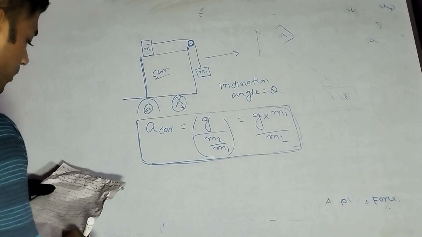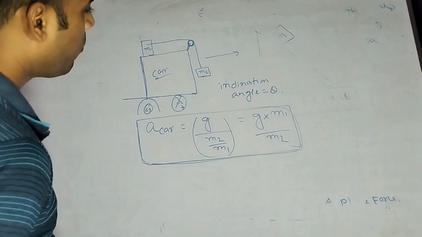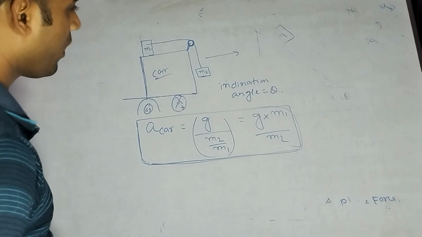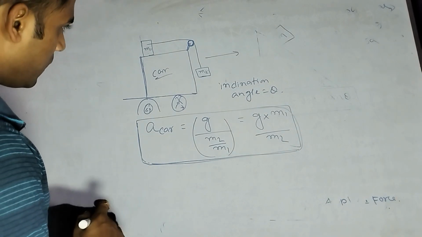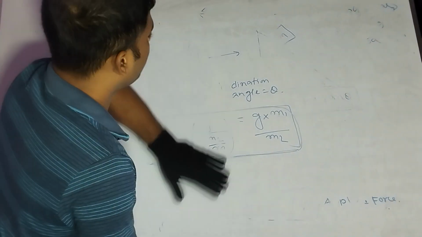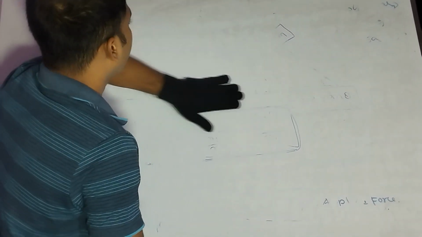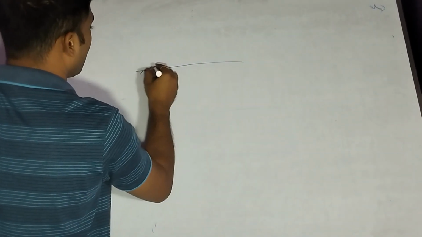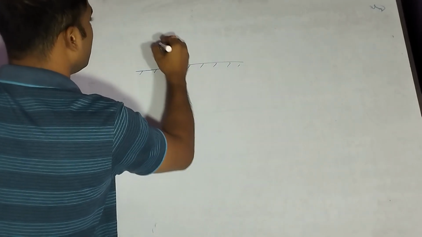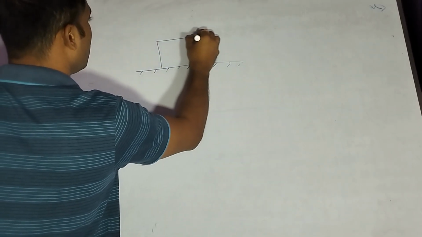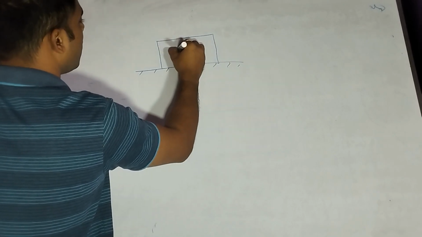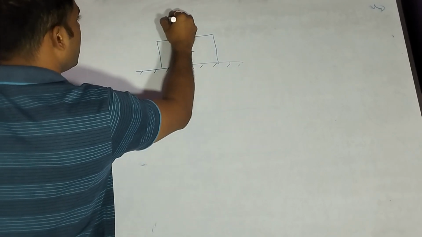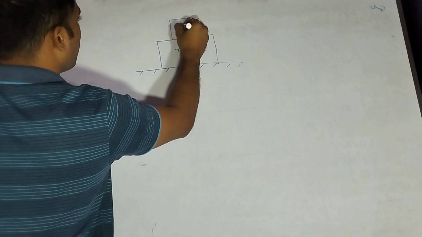The last topic is the block and block diagram, for friction. What is the block and block diagram? This is the ground. One block is present, and this mass is M2. Another block is present on top of that block. This is M1.